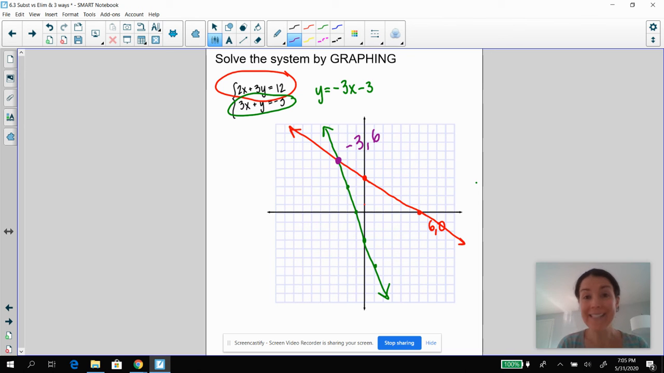You can attack any system using all three methods, but there's always going to be a more efficient way to choose. So hopefully this all went well, and we will see you guys soon. Thanks.